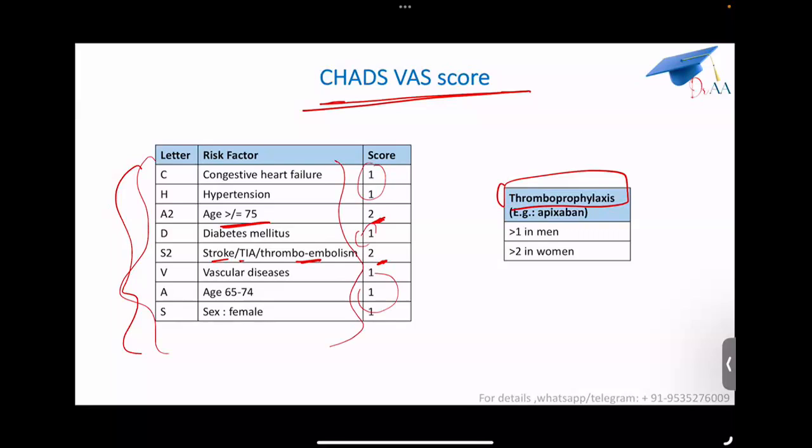Initially, they used to use aspirin and all. We're not using that directly now. We are giving oral anticoagulants like apixaban, edoxaban, or rivaroxaban. Those are the preferred drugs we are giving now. In men, if the score is more than 1, we directly give apixaban. In women, if the score is more than 2, we end up giving apixaban. If the score is less, we don't give it.